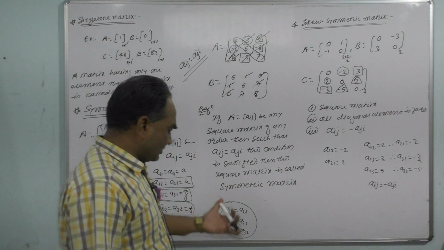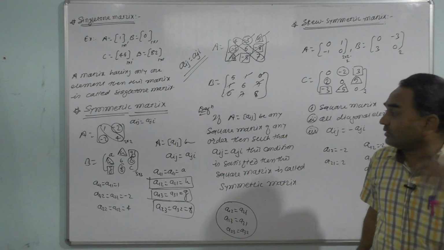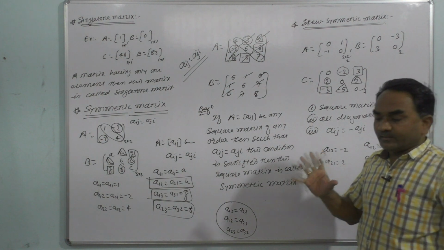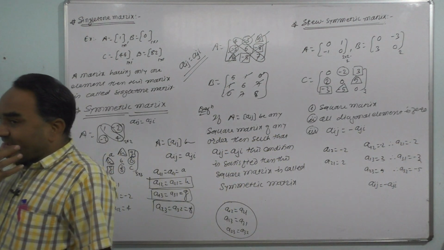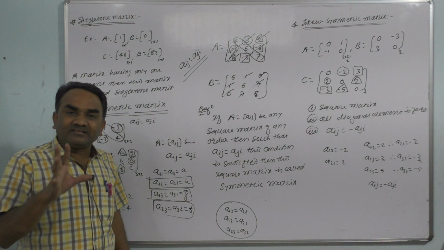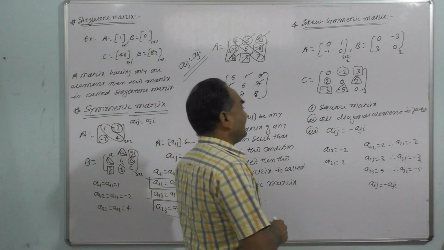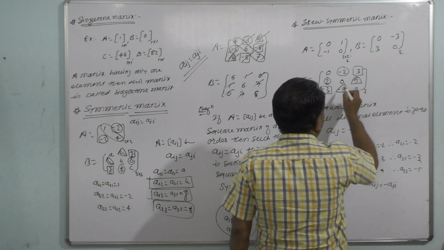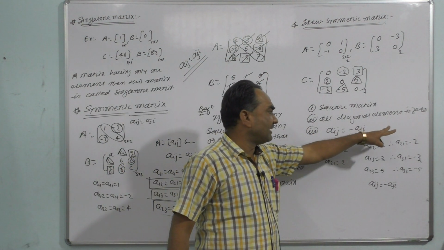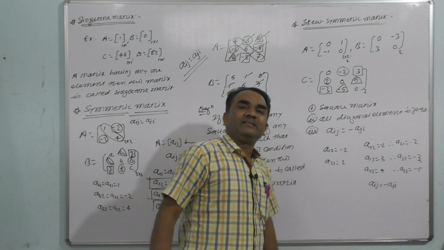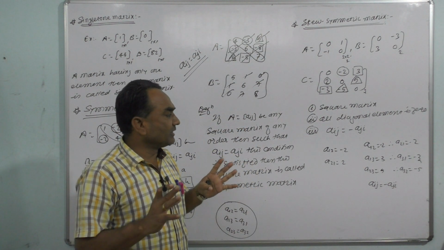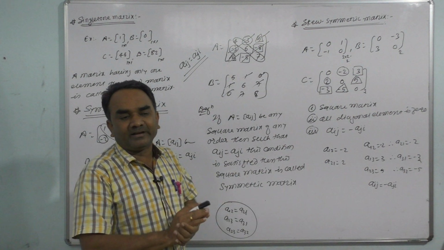Now, what is meant by skew symmetric matrix? If A is equal to Aij be any square matrix of any order, such that condition number one, all diagonal elements are 0, and Aij is equal to minus Aji. These two conditions are satisfied. Therefore, the given matrix is called a skew symmetric matrix.